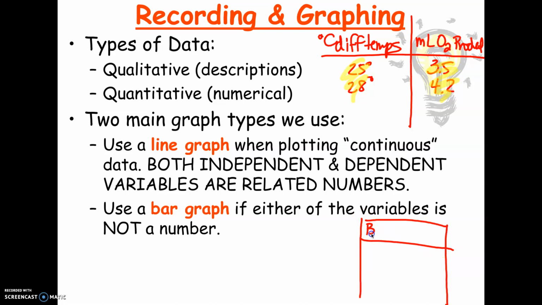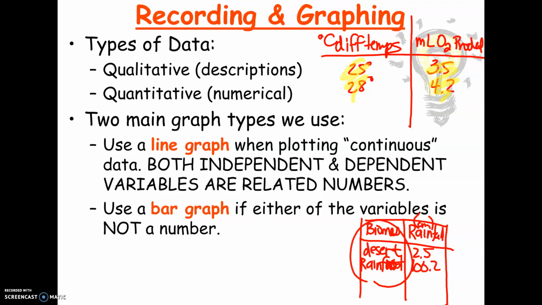This time, let's say that you were given different biomes. A biome is like an area where organisms live, such as the desert or the rainforest or the grasslands. And let's say you were given biomes, and what you wanted to record was the amount of rainfall, let's say in centimeters per year. Notice how your rainfall is still going to be a number, but your biomes, that's not numerical. So this would be a bar graph.